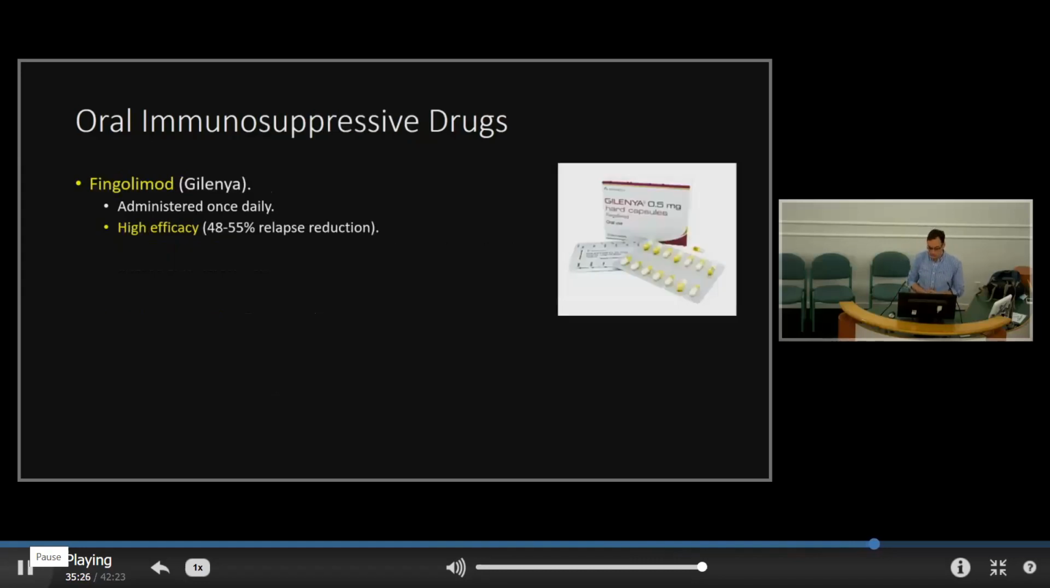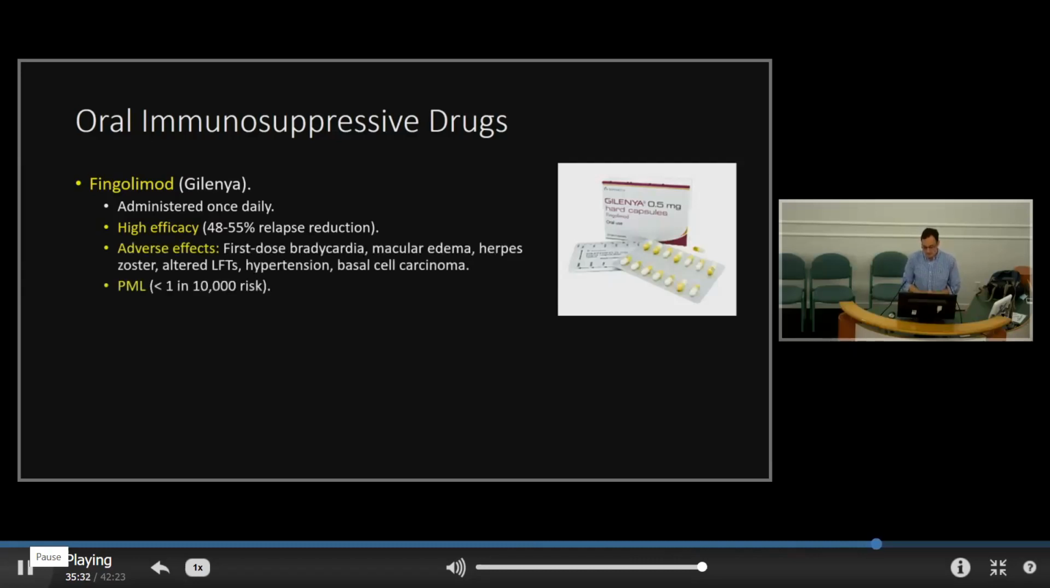Fingolimod or Gilenya is another good one. This is given once a day. It's got quite high efficacy as well, about 50% reduction in the relapses. People who take this, just on the first dose, you've got to be monitored because you can get a really low heart rate. This is called first dose bradycardia. And you get these other things, macular edema, herpes zoster can be reactivated, liver functions, high blood pressure, slightly higher risk of basal cell carcinomas. And again, it's got a very small risk of PML.